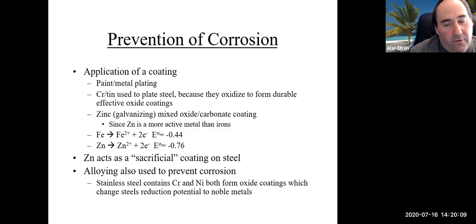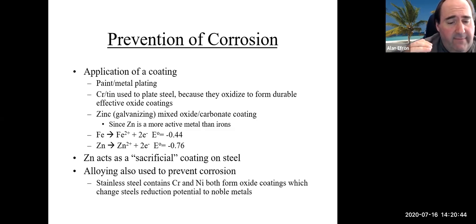Plating, again, is another way that you can prevent corrosion from happening. Chromium and tin are used to plate steel, and that's because they oxidize and form an effective coating. So in that case, what we're doing is putting on a protective layer that's going to prevent the metal underneath from further going through corrosion. The same thing happens when we use zinc and galvanizing. Again, the idea here is the zinc is a more active metal than iron. So it provides this sort of coating on it.